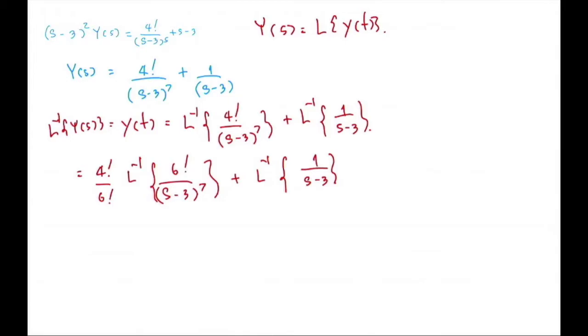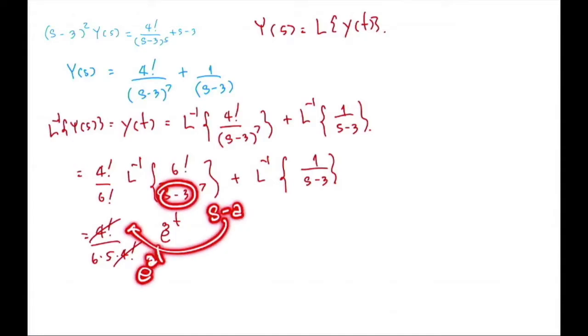And here, guys, the inverse Laplace transform of this guy, that is the first translation, right? So you can pull, guys, this is 4 factorial. 6 factorial is 6 times 5 times 4 factorial, right? So that cancels out. So here we get e to the 3t. Guys, don't forget, whenever you see s minus a in the inverse, you can pull e to the at out, right? If you don't remember, go back and watch the inverse Laplace transform.